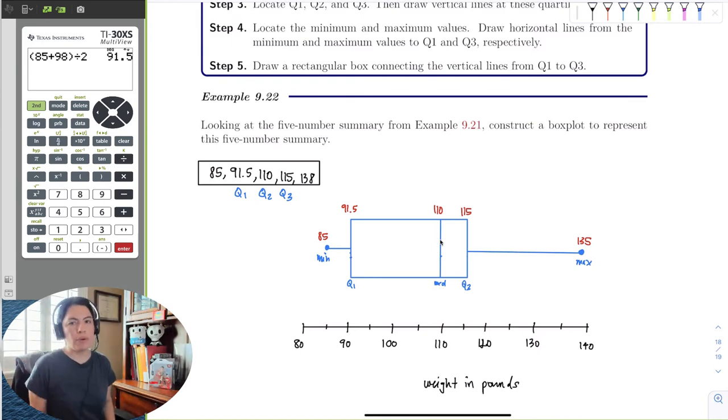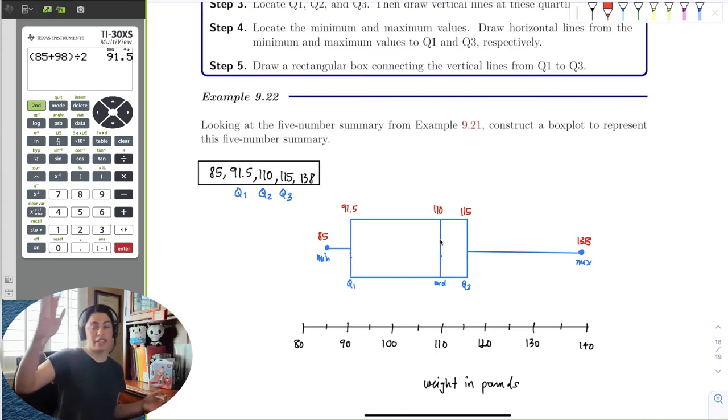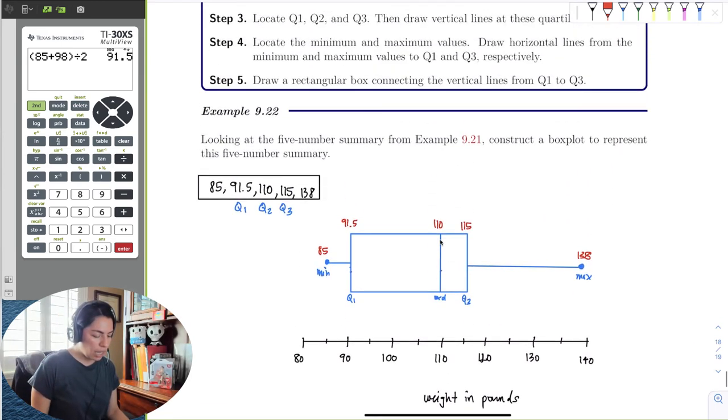We'll talk about that more in chapter 11 with a normal distribution. But you could see how it's not symmetric. You could see that everything's kind of being weighed over past the 110. And we can see that the 138 is really outside of the other scope of the data, but it should always be included. It's still kind of near there, but you can see it's kind of far up and it's going to trail off over there to the 138. So that is actually the box plot.